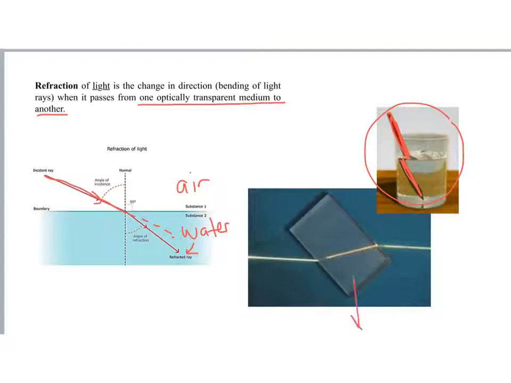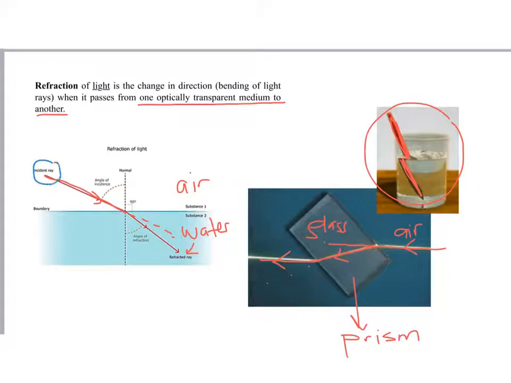For example, here we have a transparent medium which we call the prism. The light coming here should go like this, but it is refracted, changes direction from air to glass. Again, when it passes from glass to air, it should go like this, but changes direction, is refracted, and goes like this. Now here we have some terminology.